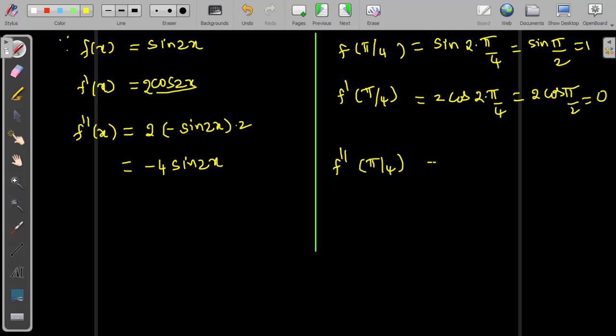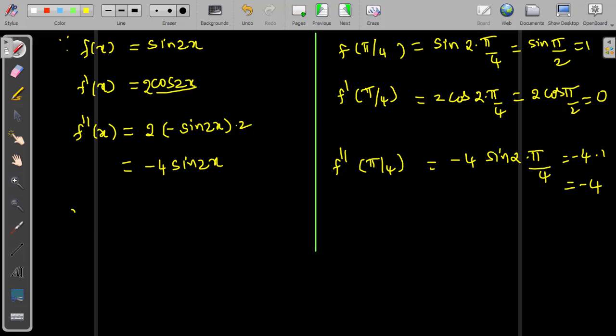Clearly it seems 0. Minus 4 times sine of 2 times angle pi by 4. Now here this will be equal to minus 4 times sine 90. Sine 90 is 1. So equal to minus 4. Sorry, it's not a 0 value, it's a non-zero value, minus 4.